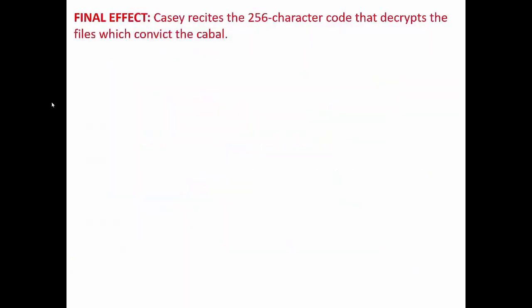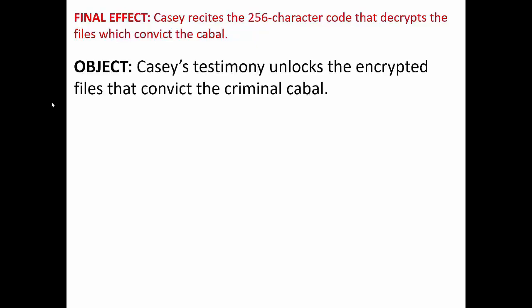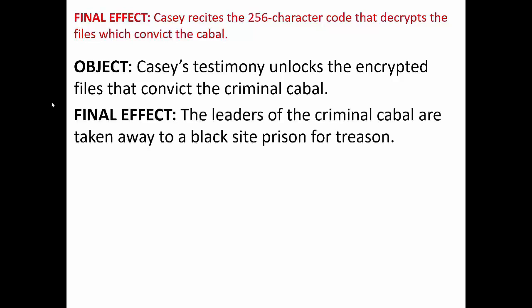Casey recites the 256-character code that decrypts the files which convict the cabal. And we're going to visualize it, think it through in a little more detail, flesh it out. So we're going to start with the object. Casey's testimony unlocks the encrypted files that convict the criminal cabal. The final effect that demonstrates that on screen with real actors: the leaders of the criminal cabal are taken away to a black site prison for treason.